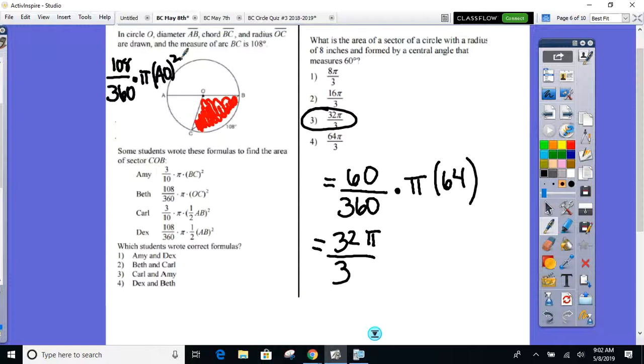Amy, up first. Here's what Amy did. She took 3 over 10 and multiplied that by pi and then did BC squared. What's the issue with Amy's? BC is not a radius, it's a chord. Amy, embarrassment.